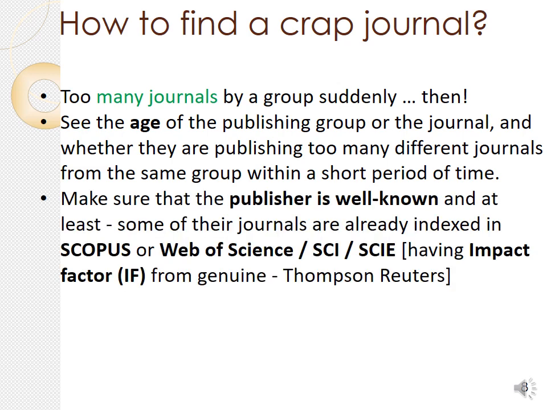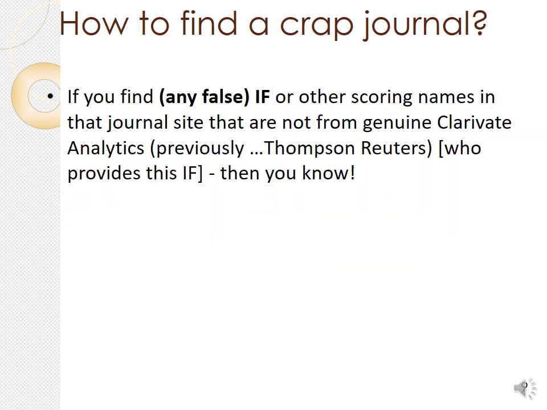Make sure that the publisher is well known, or at least some of their journals are already indexed in Scopus or Web of Science, SCI or SCIE, having some impact factor from genuine sources. In that case, you can trust, even if it is a new group, because new doesn't mean bad. There are many promising people or groups trying to develop the community or contribute. So you can check their publishers, and those publishers may be trusted. And if you find any false impact factor or any other scoring names on that journal site, then definitely just kick that journal out.